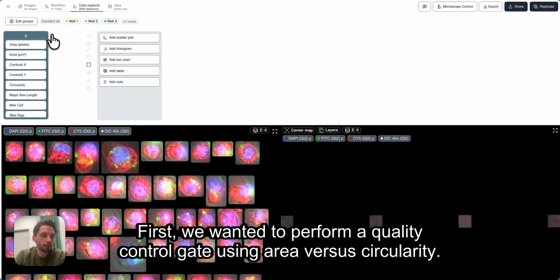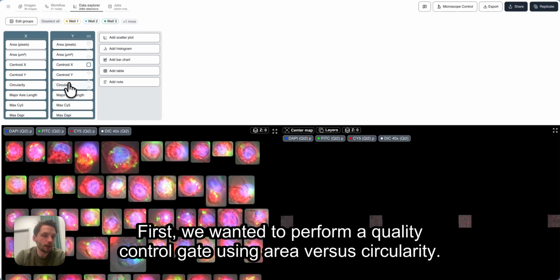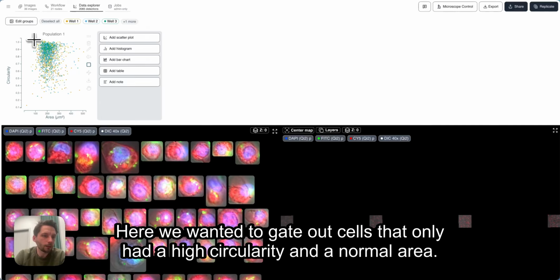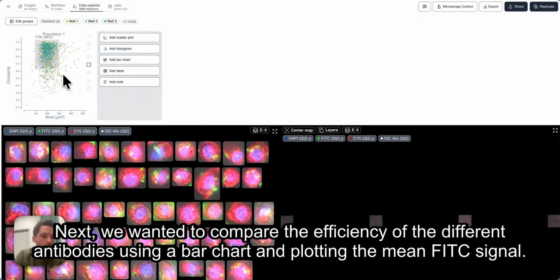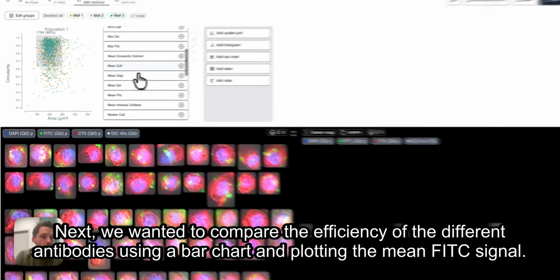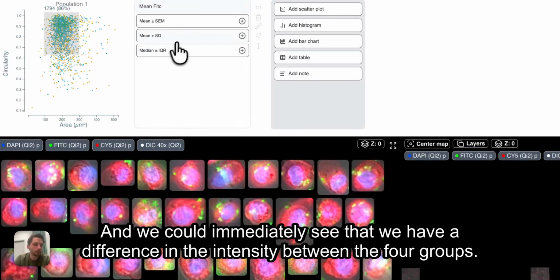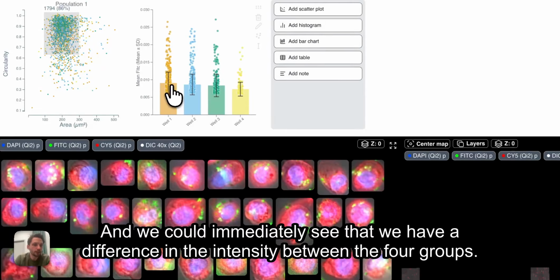First, we wanted to perform a quality control gate using area versus circularity. Here we wanted to gate out cells that only had a high circularity and a normal area. Next, we wanted to compare the efficiency of the different antibodies using a bar chart and plotting the mean FITC signal. And we could immediately see that we have a difference in the intensity between the 4 groups.